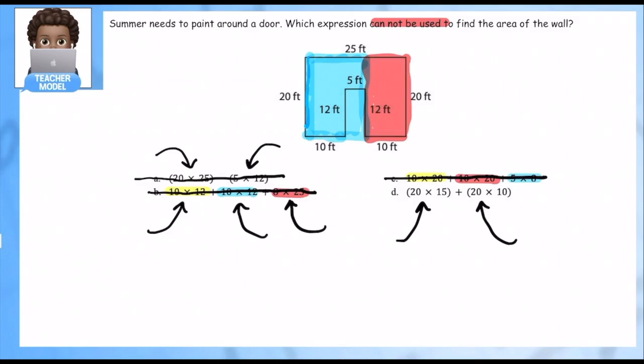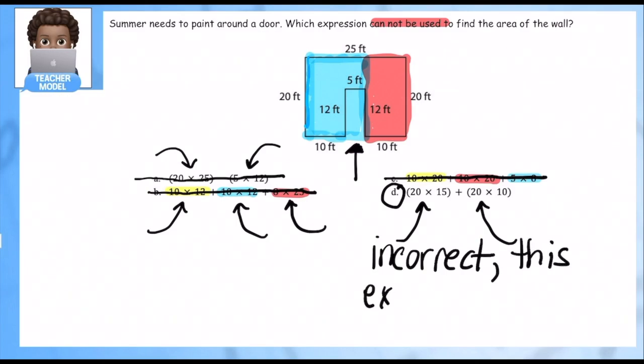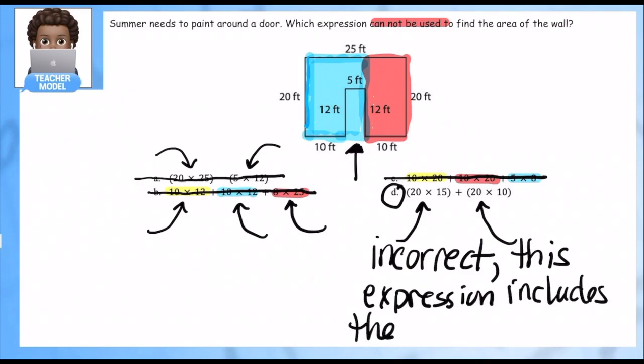So why doesn't this work? Take a moment to really think about it. Why does this method not work for finding the area around the door? Well, because unlike the others, they included the space for the door. So this one cannot be used. And I'm going to put it in for reasoning: incorrect. This expression includes the area of the door. And jot this one down into your notes.